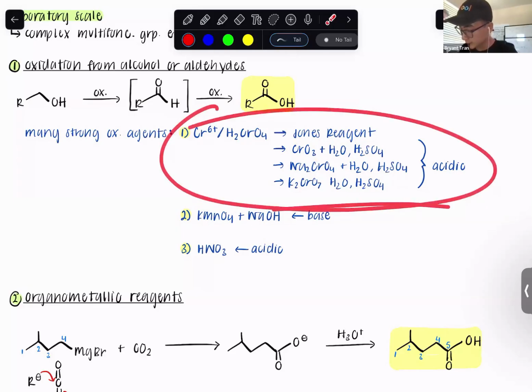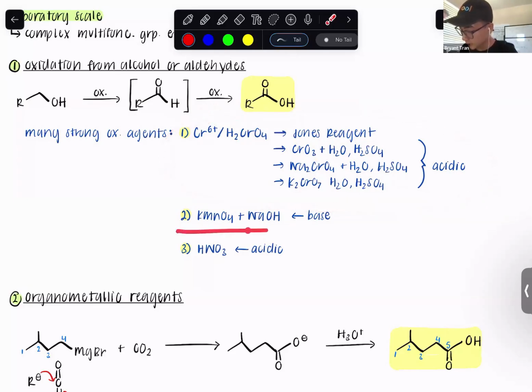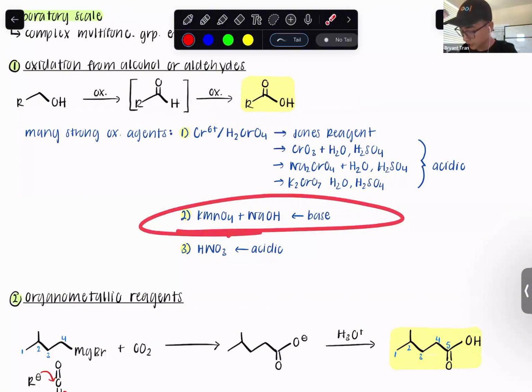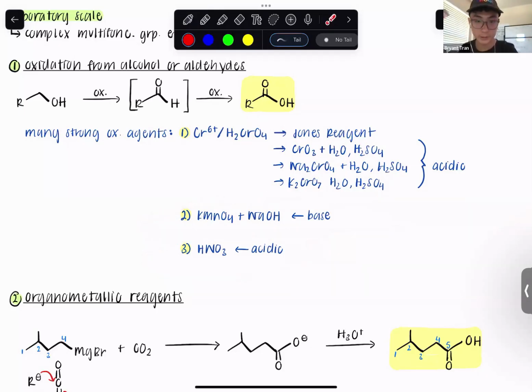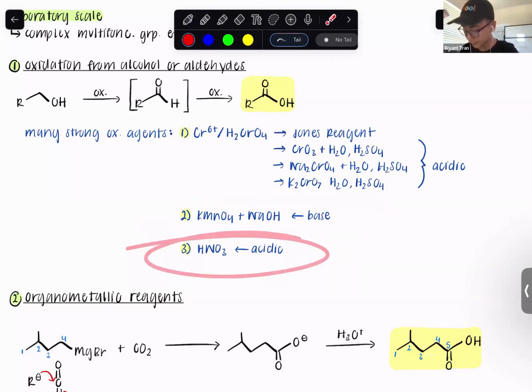These are the Jones reagents that are acidic. This is the basic KMnO4 plus NaOH, a basic strong oxidizing agent. And this is another acidic oxidizing agent, HNO3. And you're going to see more of this at the end of 118C.